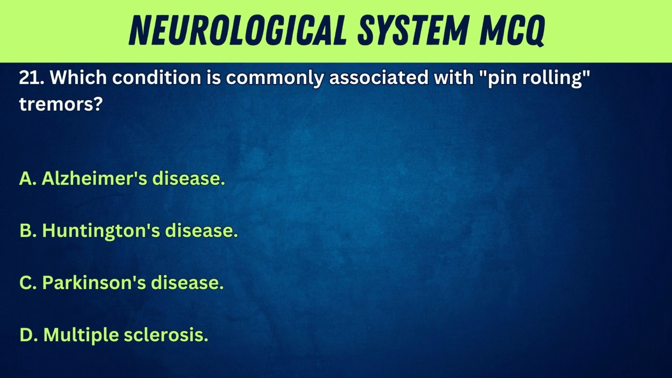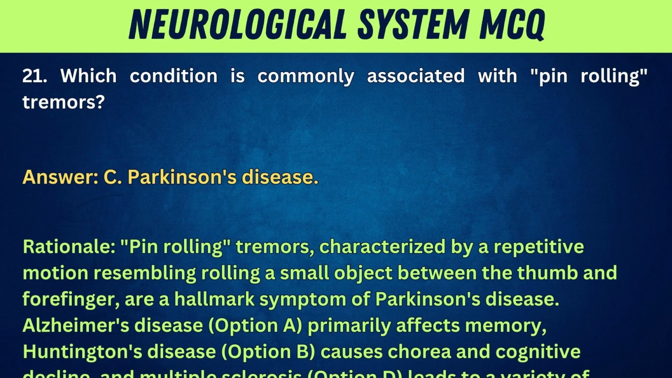21. Which condition is commonly associated with pin-rolling tremors? A. Alzheimer's disease. B. Huntington's disease. C. Parkinson's disease. D. Multiple sclerosis. Answer: C. Parkinson's disease.